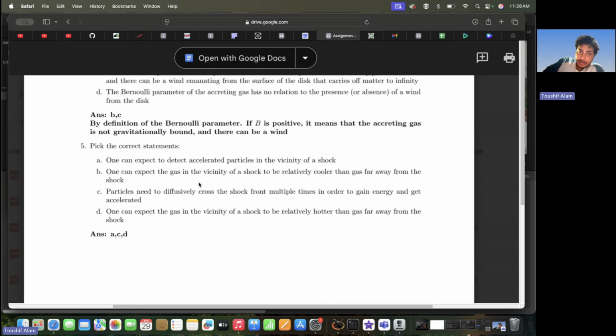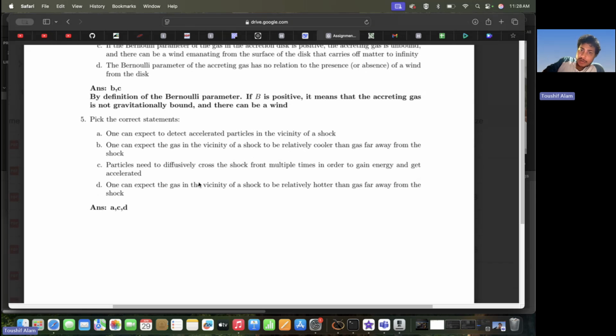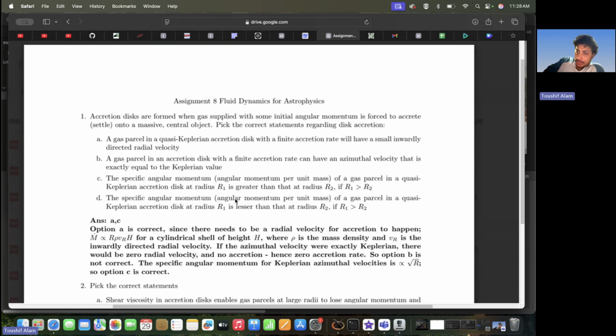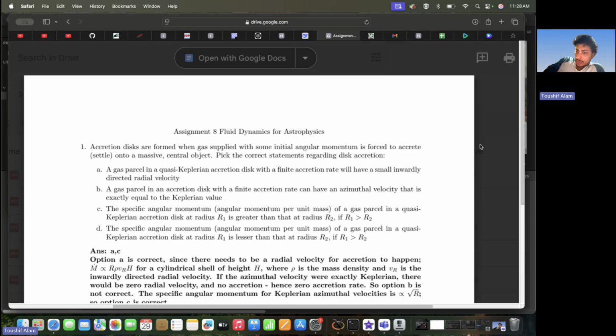Next statement: one can expect to find accelerated particles in the vicinity of a shock. One can expect the gas in the vicinity of the shock to be relatively cooler than gas far away from the shock. That is wrong, because it will be hotter. This is the inverse. Particles need to diffusively cross the shock front multiple times in order to gain energy and get accelerated. Yes, that's what diffusive shock acceleration is about. One can expect the gas in the vicinity of the shock to be relatively hotter than gas far away. Yes, the correct option.